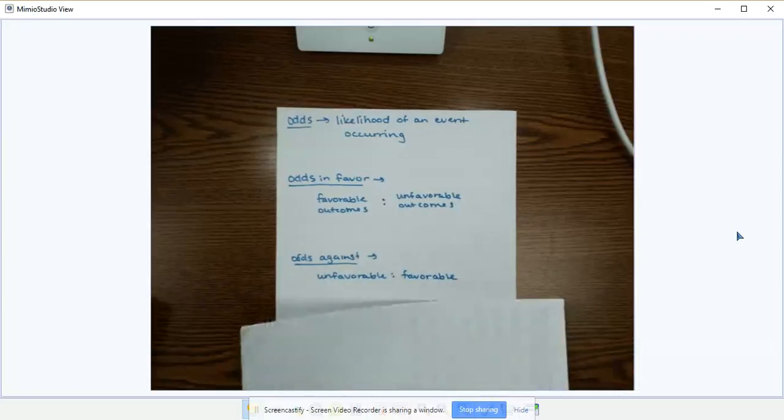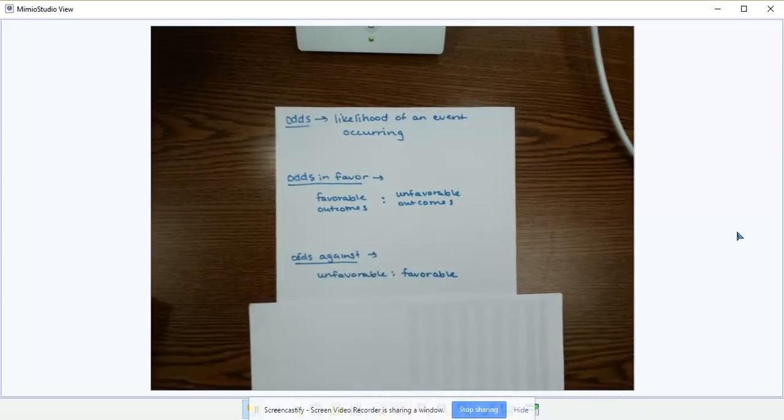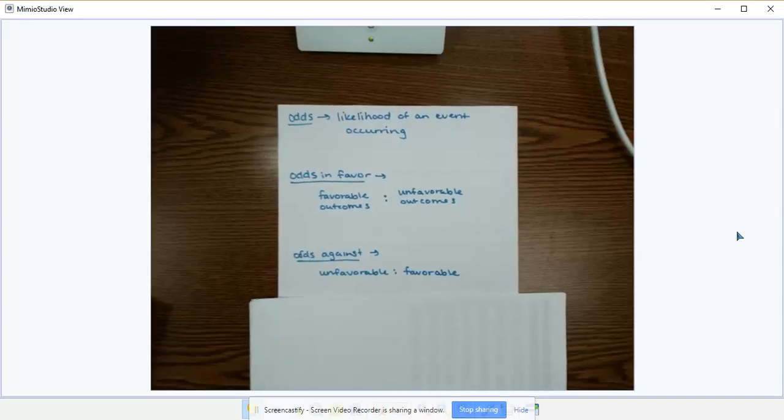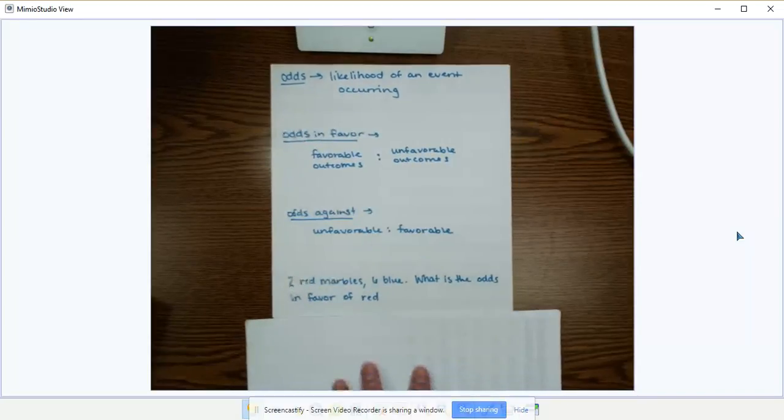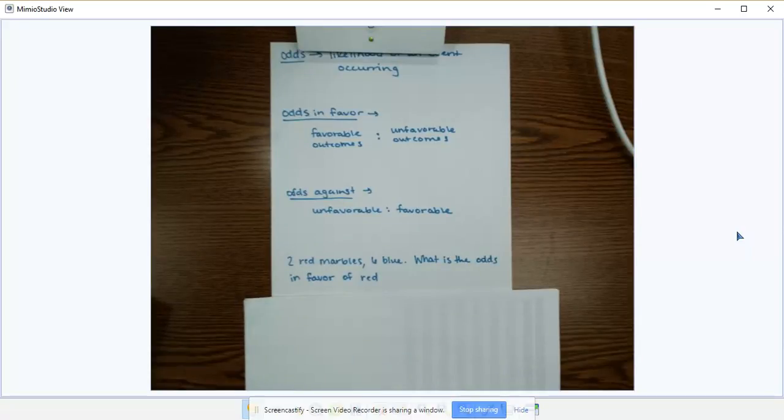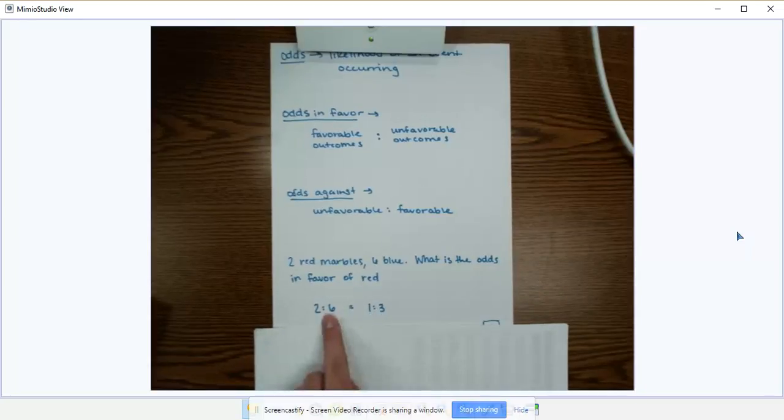Last thing I want to talk about is odds. So when we hear the word odds, it's just the likelihood of an event occurring. Odds in favor means that we're going to list our favorable outcomes and then compare it to our unfavorable. Odds against means we list our unfavorable and then our favorable. So an example, if we use our marbles from the last example, we have 2 red marbles, 6 blue. What are the odds in favor of red? We list what we're looking for, which is red, compared to what we aren't looking for, which is blue. So 2 to 6. Since this is a ratio, we can simplify it 1 to 3.